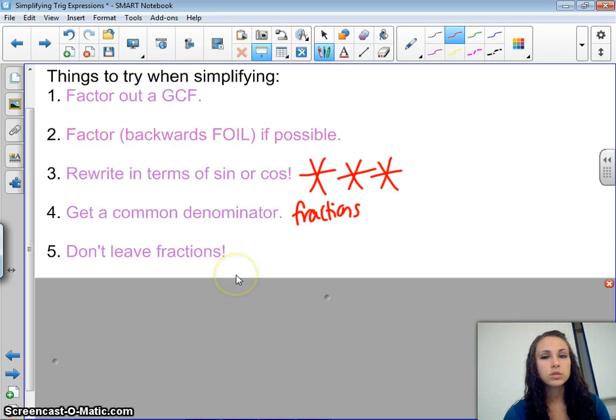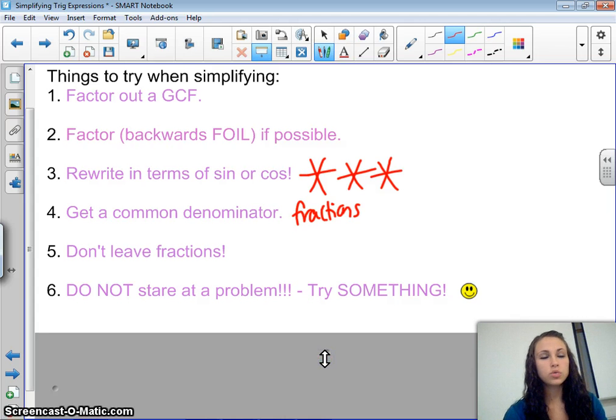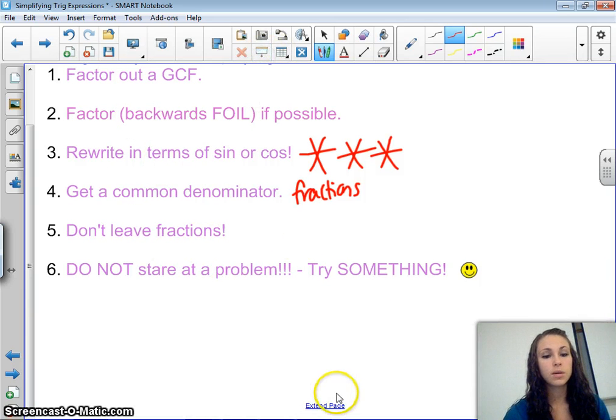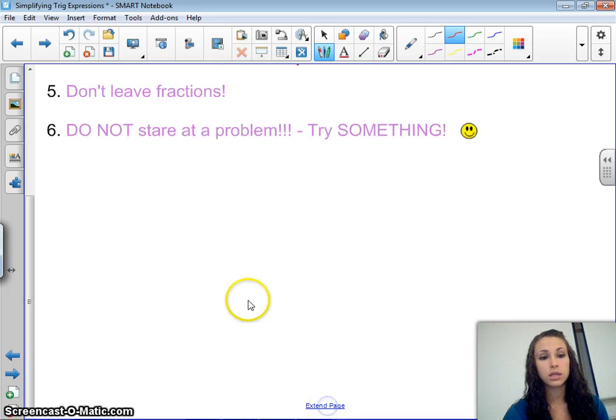And then last, this sounds really dumb, but every time I have students that try these problems, they just want to sit there and look at the problem and not do anything. So the main thing is to try something. Don't just sit and stare at it for 15 minutes, because then you've wasted 15 minutes. Try one of these methods. One of them more than likely will work. You need to make sure that you try something and don't just sit there and stare at the problem.